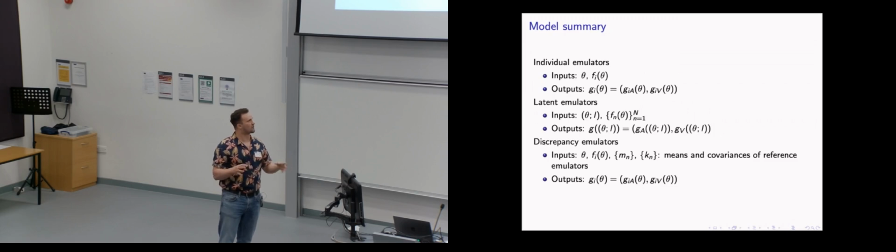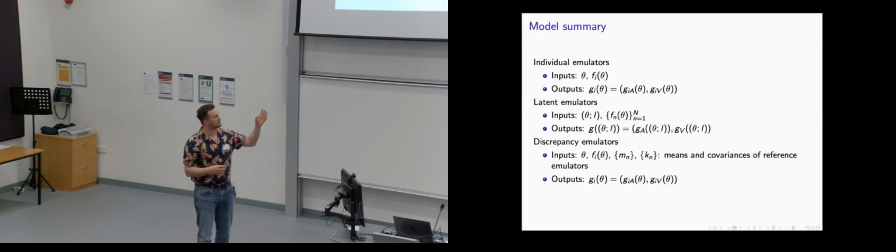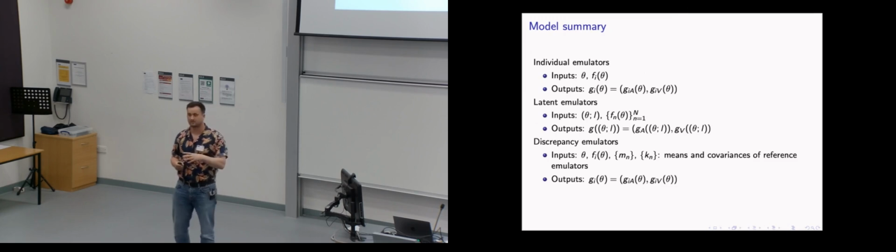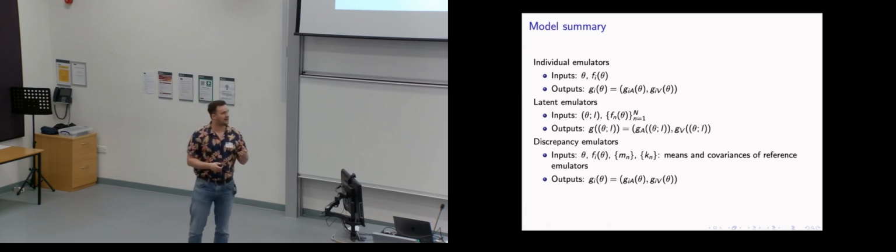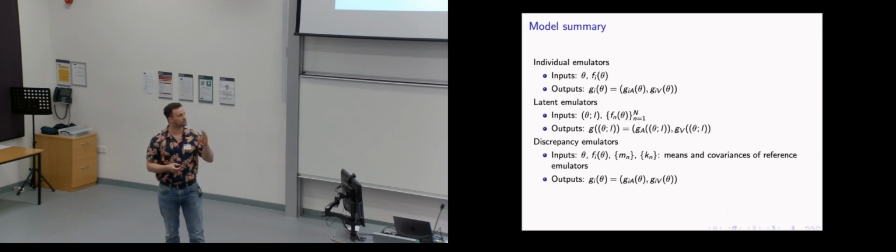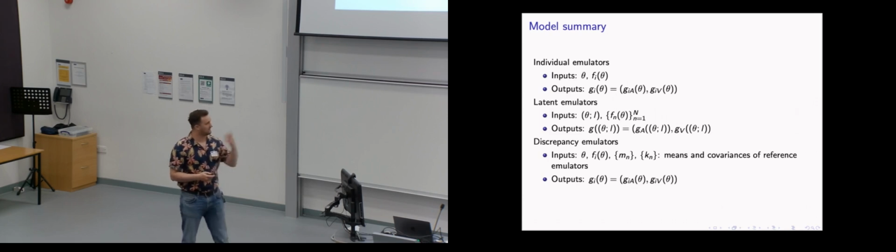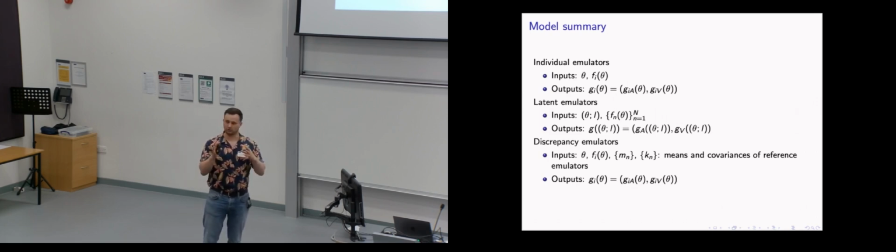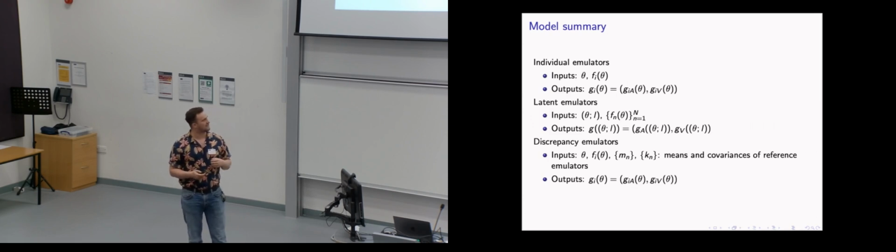So then, just to summarize the 3 sets of models: individual emulators, which are just trained on the inputs and outputs of our simulator, and then give a new emulator with the 2 outputs. The latent emulators, which are trained on the outputs of the simulator, but also on this concatenated 15-dimensional data set. And then the discrepancy emulators, where you give it the inputs and outputs of your simulator, but you also give it the previous means and covariances from all of your previous emulators. And again, the outputs are these 2 emulators for your ATAT and VTAT.